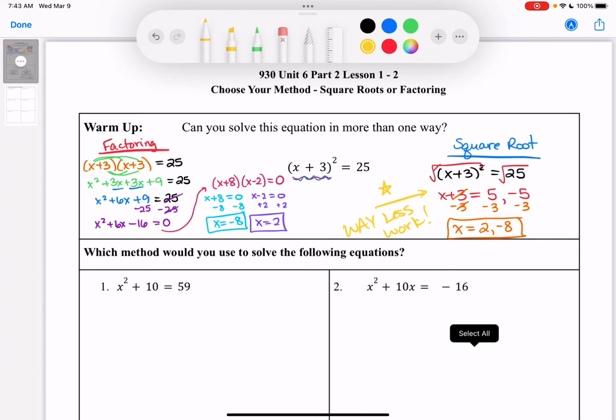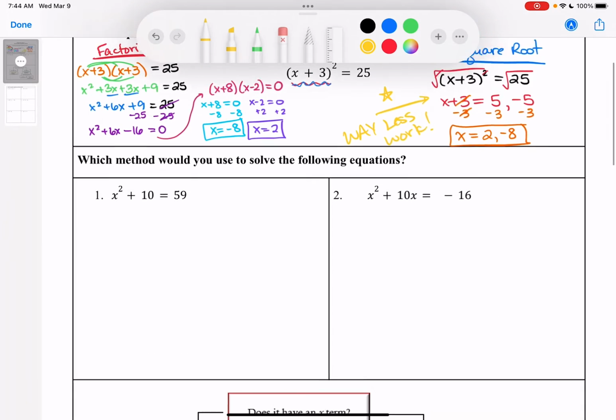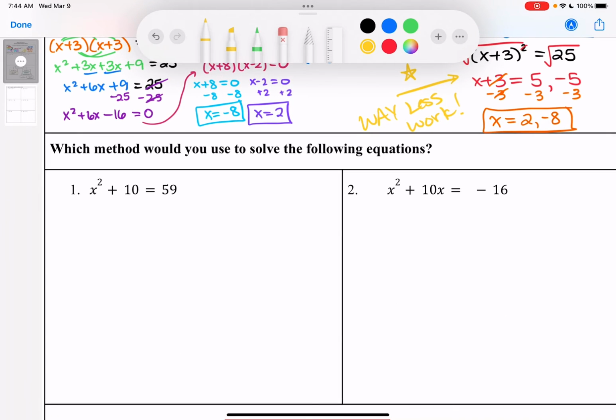So that's what we're going to go through today: how do we decide which ones I can use a square root on and which ones I need to use factoring on? That's the big idea. Okay, so here are our two problems, and it says, which method would you use to solve these equations? I'll give you a hint: one method would be for one of them and one method for the other. So one of these is a square roots problem, and one of them is a factoring problem. Really analyze and take a look. They look very similar, but one of them you can use a square root on, and one of them you can't.